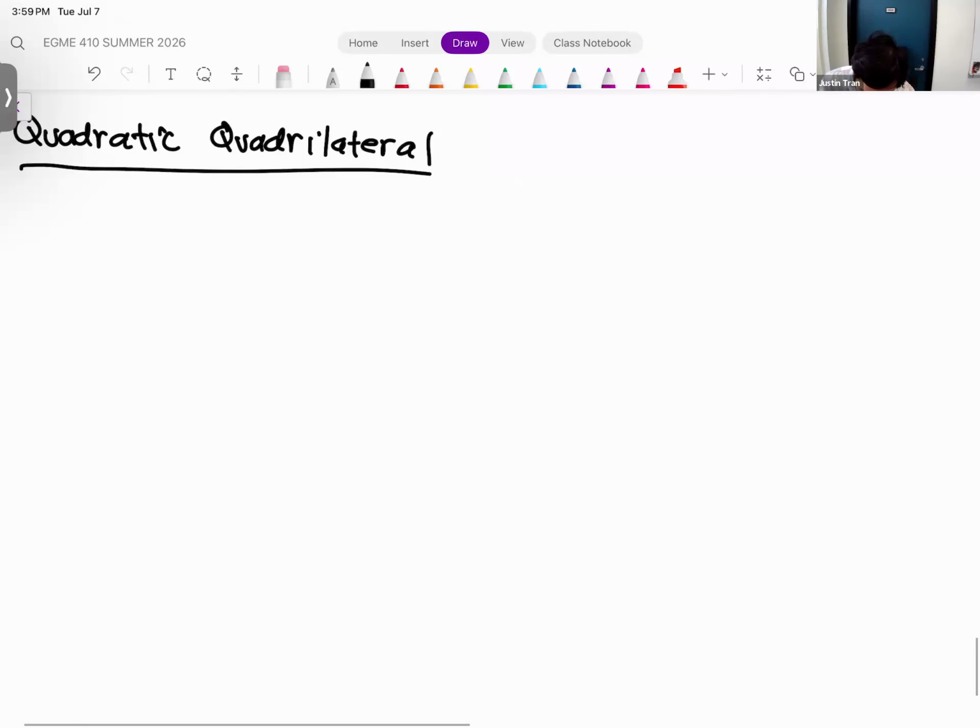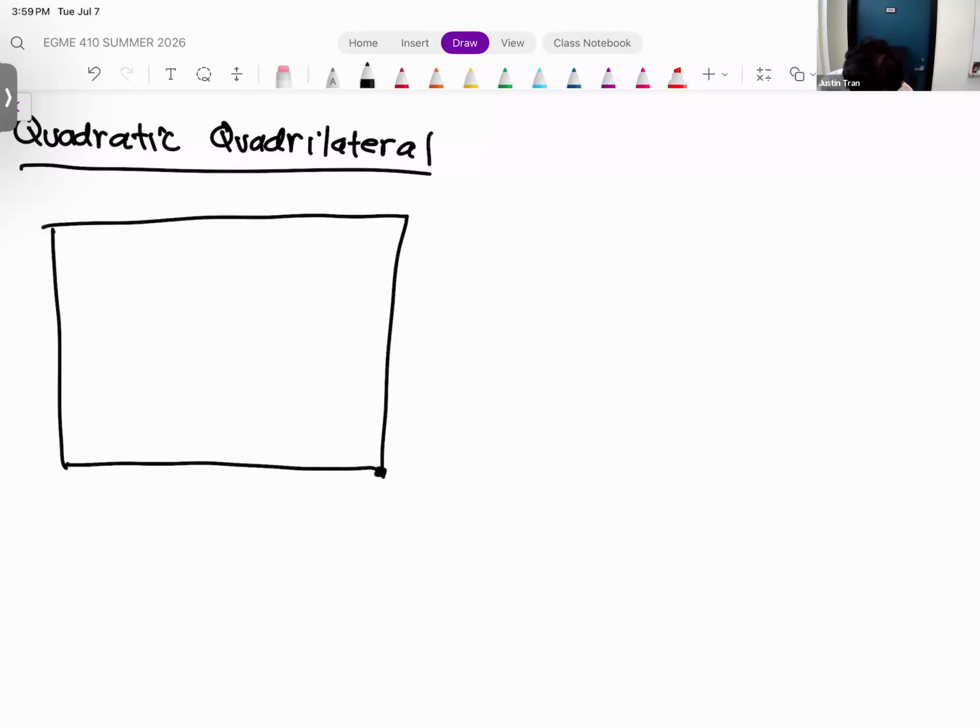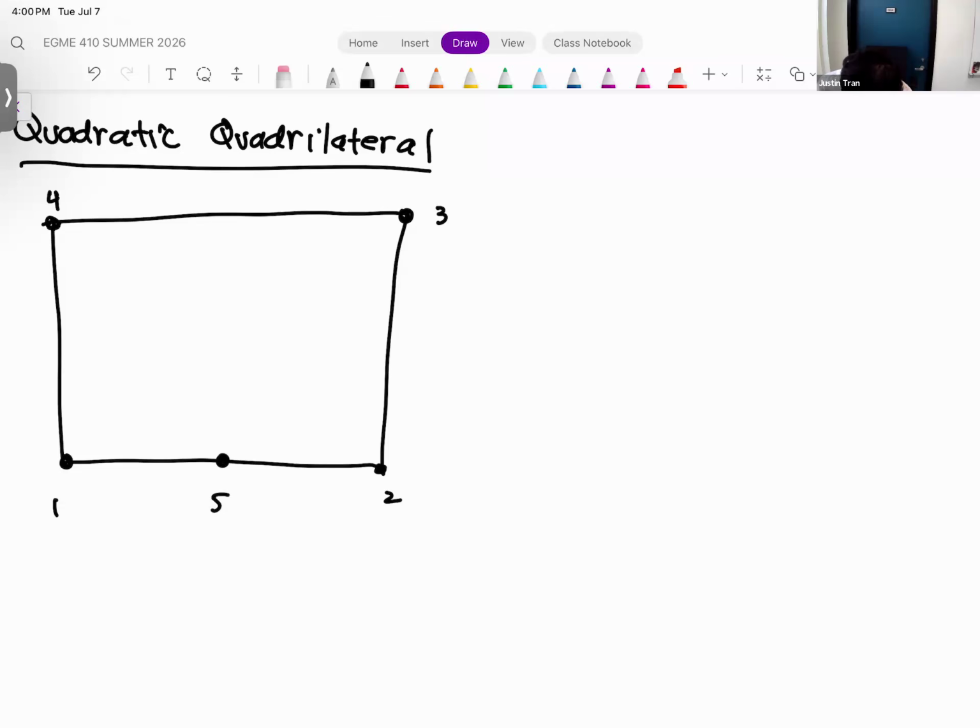Okay, so let's start with a quadrilateral element. So we have our four sides here. We have our corner nodes, 1, 2, 3, 4. Okay. And just like the quadratic triangle, we're going to add a mid node on each of the edges here. 5, 6, 7, and again, the exact numbering convention doesn't matter.